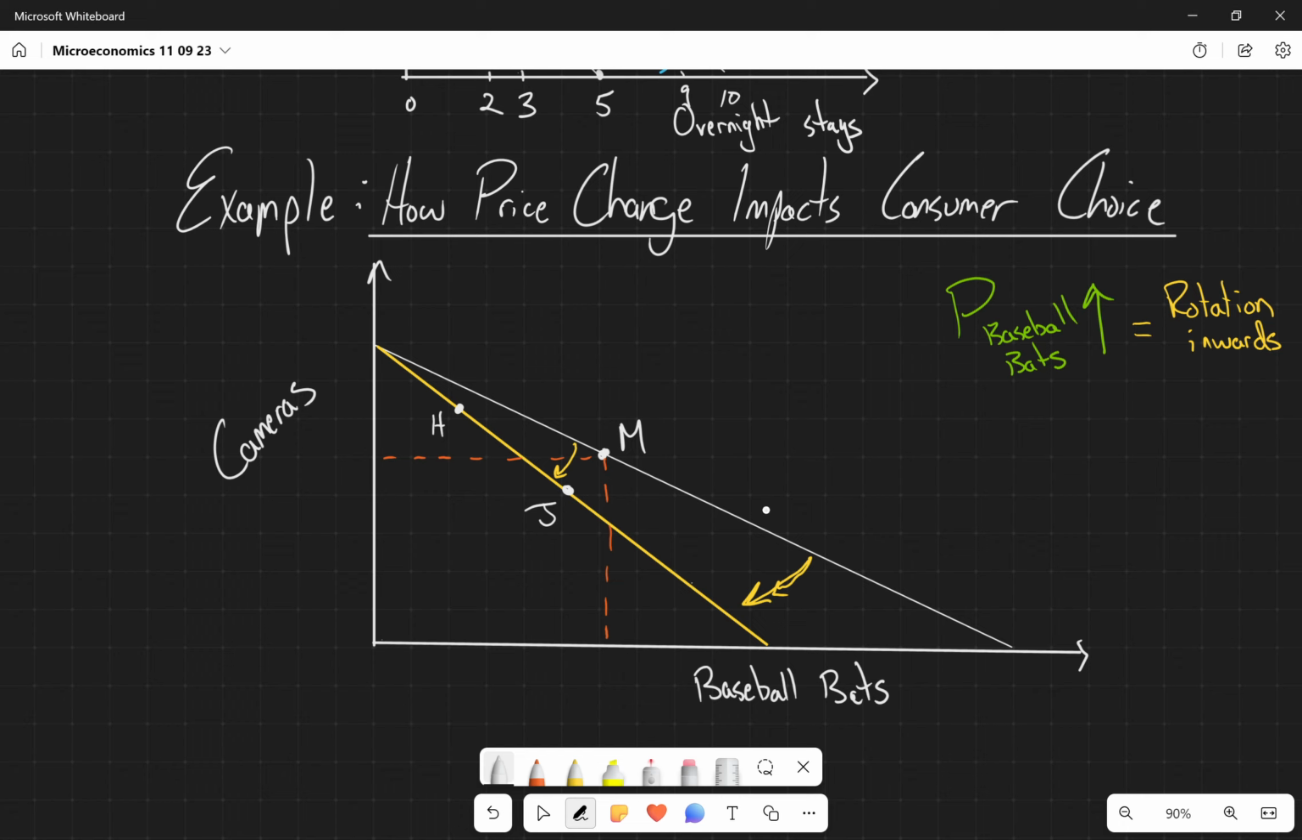And lastly, if we were at some sort of point like L over here, we're going to be at a situation where even though the price of baseball bats increased, for whatever reason, maybe it's baseball season, maybe you took a job as a Little League coach, regardless of the price of baseball bats, your preference for bats has not changed, or maybe it's increased because of taking on that job, right? So just because the price has increased doesn't necessarily mean that we're going to be purchasing fewer of that particular good. So questions on price changes.